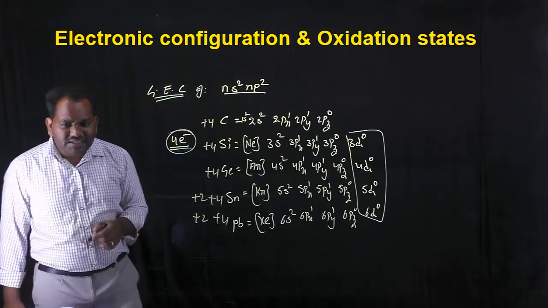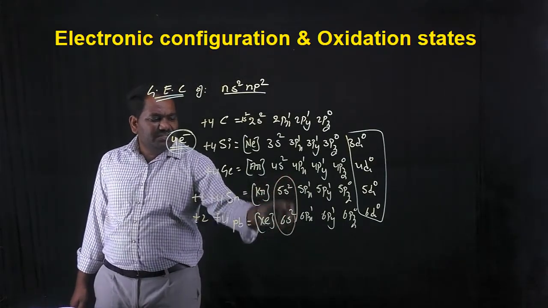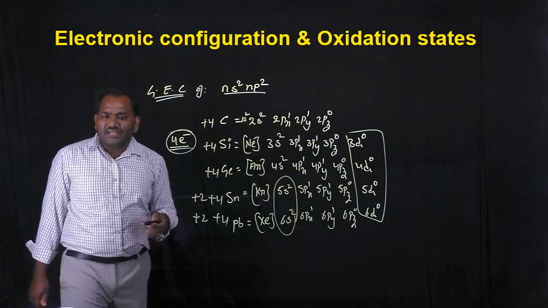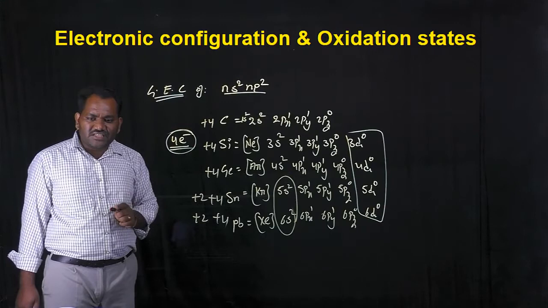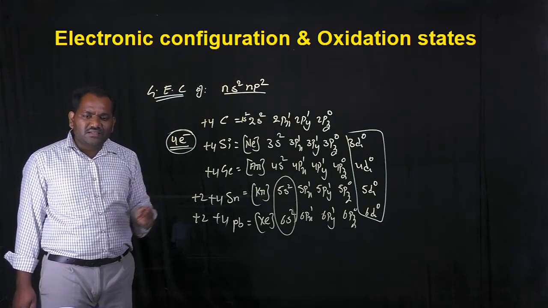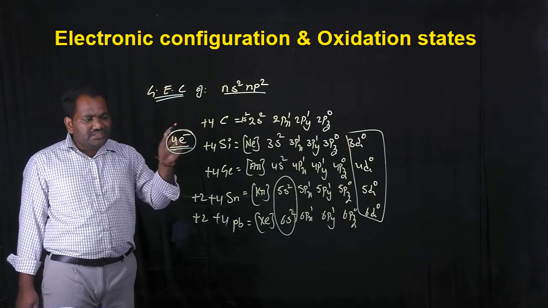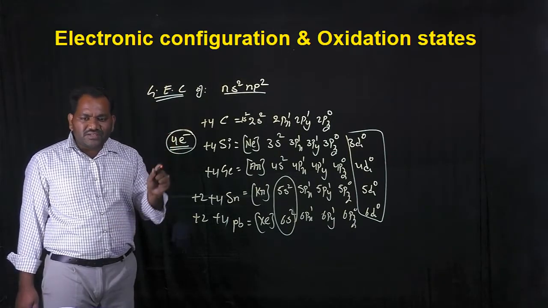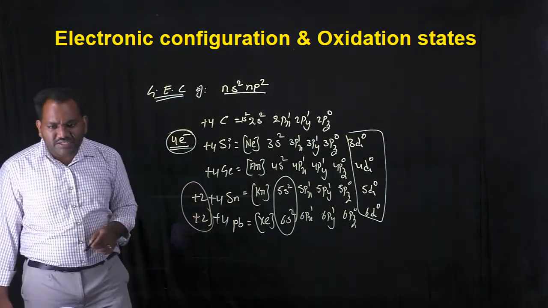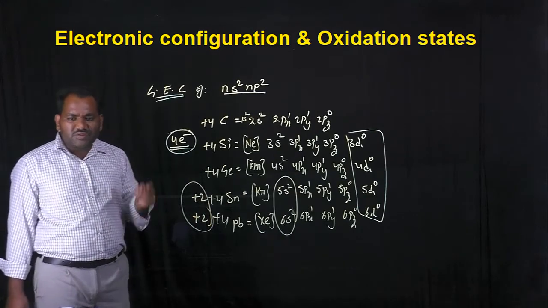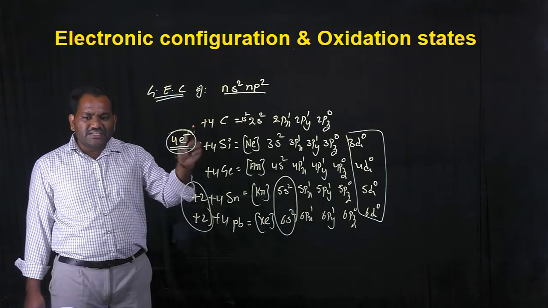Why? Because the s electrons, the 6s2 electrons in lead and 5s2 electrons in tin, do not participate in chemical reactions. That nature is called the inert effect. Due to that inert effect, they are more stable in the +2 state instead of the +4 state. This effect is called the inert pair effect.